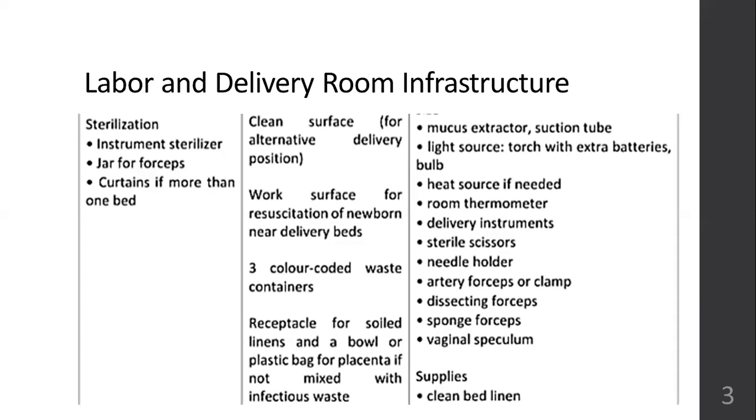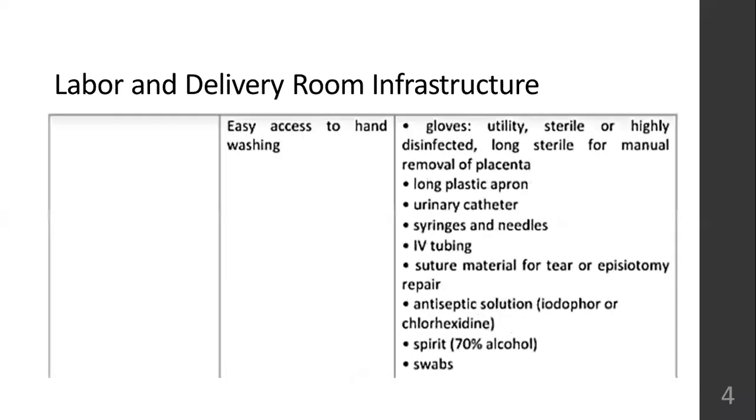A room thermometer to control the temperature of the room. Delivery instruments, the entire delivery kit: sterile scissors, needle holder, artery forceps, clamp forceps, dissecting forceps, sponge forceps, vaginal speculum. Other clean supplies: gloves, apron, catheters of different sizes, syringes, needles, IV tubes, suture materials for episiotomy repair and all, antiseptic solutions, spirit, swabs, sterile swabs. These things should be available in any labor or delivery room.